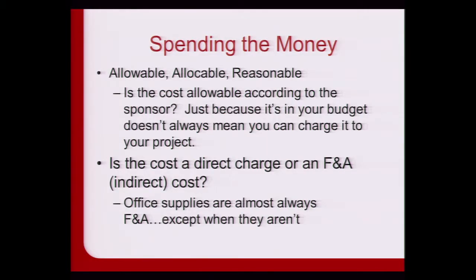And this direct charge, F&A charge, that's that paper example that I gave you. Paper for your printer, just to have paper in your printer, that's an indirect cost. University pays for that, okay? Paper to print surveys, definitely a direct charge.